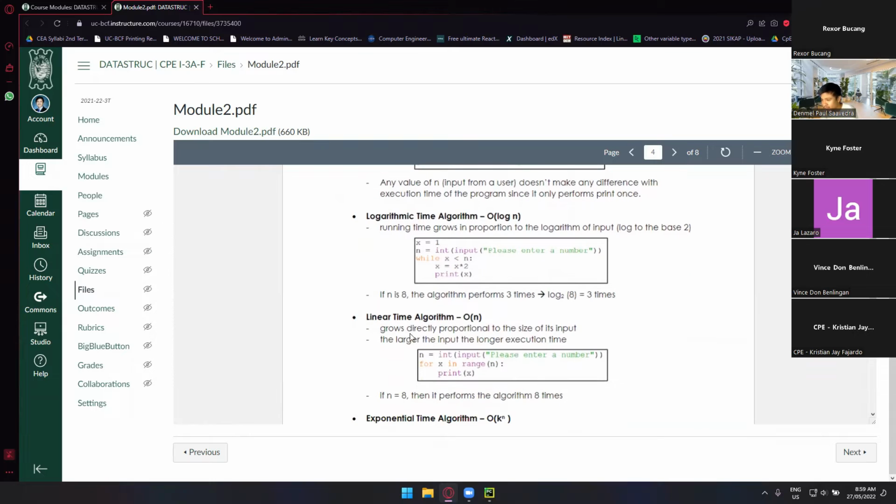So the next one is similar to the logarithmic. This one also grows directly proportional to the size of its input. Of course, the larger the input, the longer the execution time. It's just that in here, instead of logarithmic, we have a linear time. So n is equal to, again, it requires you to input a number, and then for x in range n, print x.